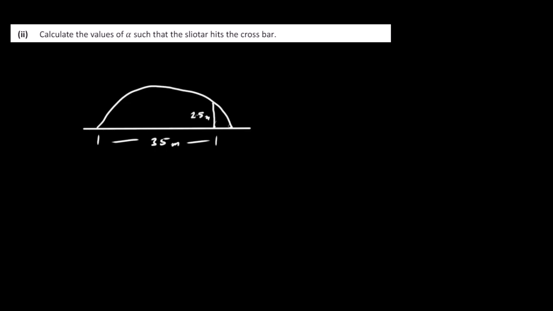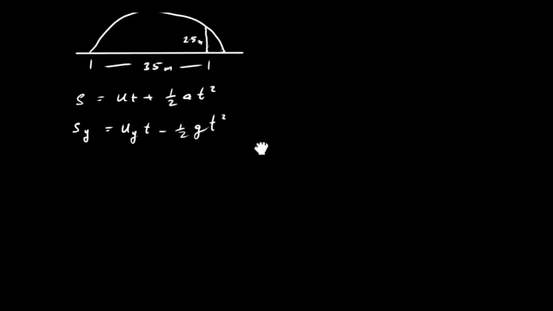So we're going to look at, again, s equals ut plus half at squared. Now we want the distance in the y direction. So that's the initial velocity in the y direction times time, minus a half gt squared. In this case, because we're looking in the y direction, the force due to gravity is going to apply, and it's going to be negative here as well. So let's stick in some values.